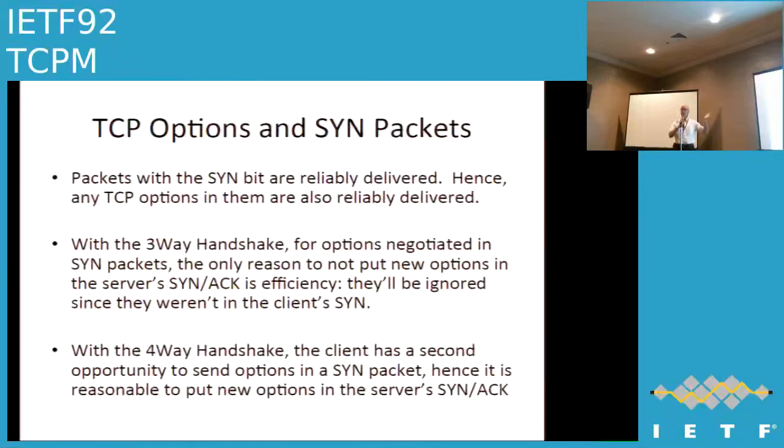So as I said earlier, packets with the SYN bit are reliably delivered. Hence, any TCP options that are in them are also reliably delivered. And that's important if you're doing a negotiation, that you have some reliability in that. And if you read in 7323, it talks about, in the three-way handshake, for negotiating options, the client puts in the options it wishes to have.